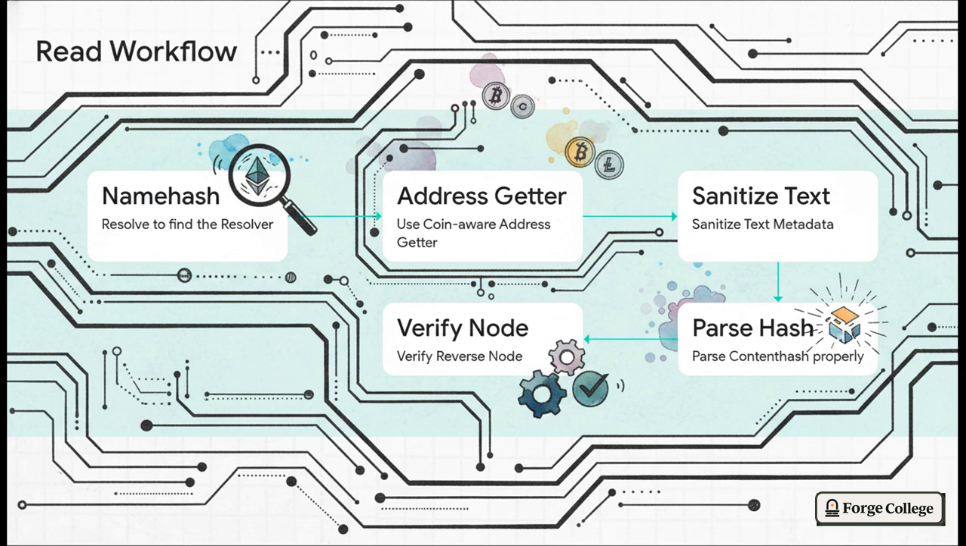Step 3. Sanitize text metadata. Again, do not trust user inputs blindly. Step 4. Parse the content hash properly so you can route to the correct content network. And Step 5. Verify the reverse node to ensure the canonical name actually matches the address. This is exactly how an application should sequence its questions to the ENS contact card.